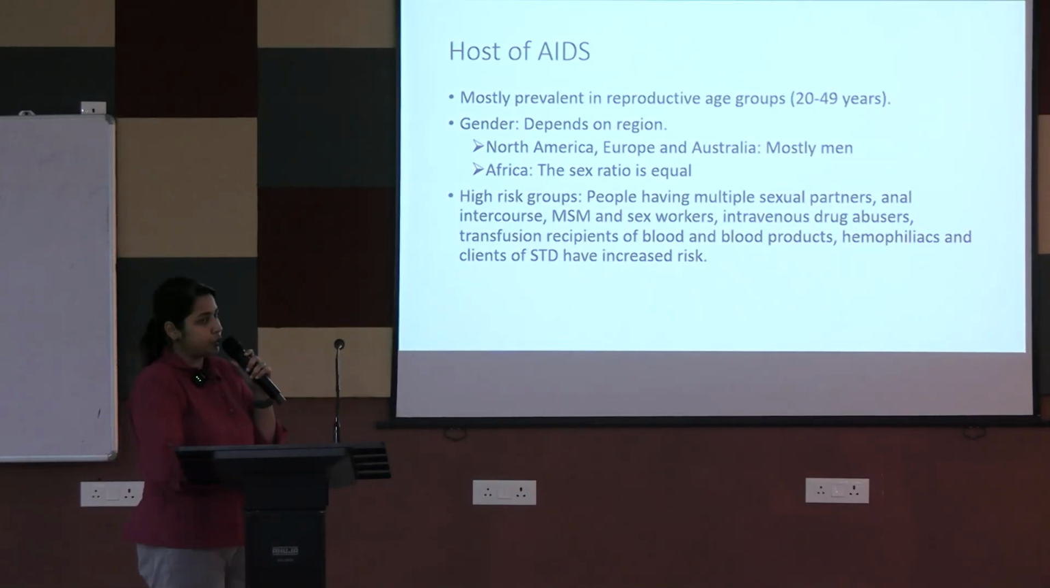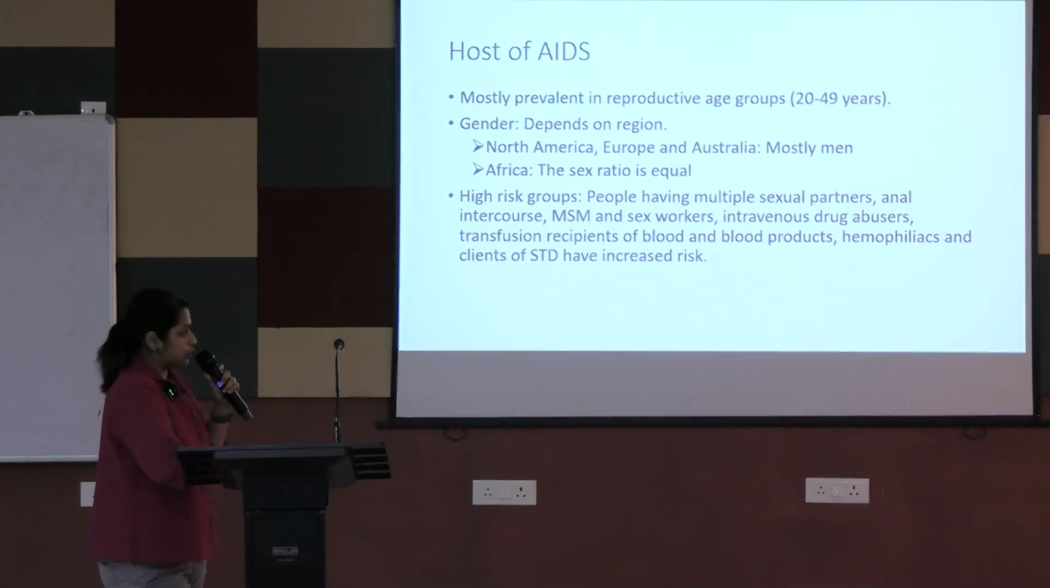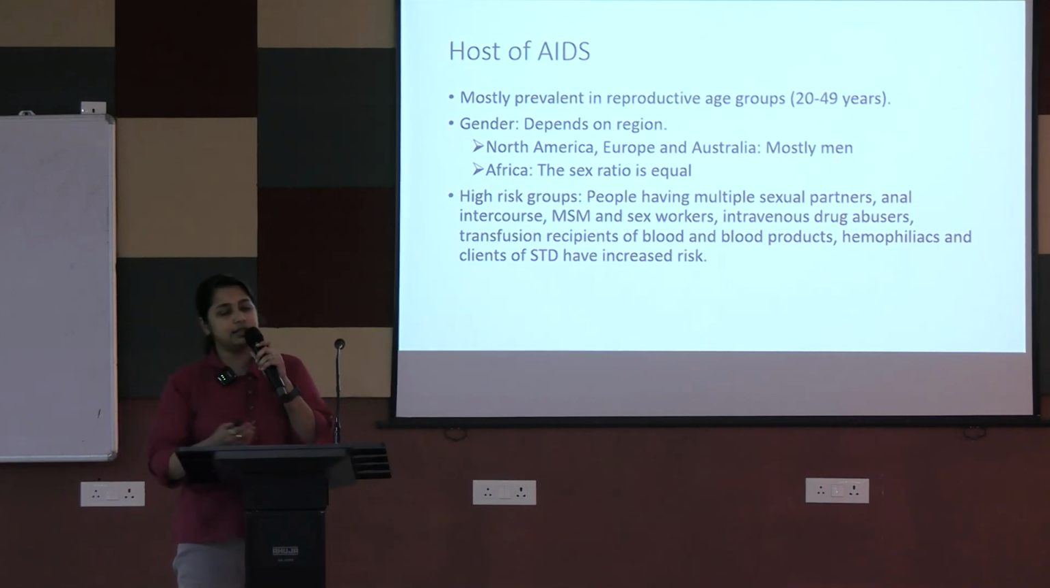So what are the high risk groups where this HIV virus can be spread more? People having multiple sexual partners, who are having anal intercourse, men having sex with men, that is MSM, and sex workers, intravenous drug users, transfusion recipients of blood and blood products are at risk. Nowadays, when you are donating blood, it is checked whether it has any viral antigens or not. If it is there, then the blood is rejected.